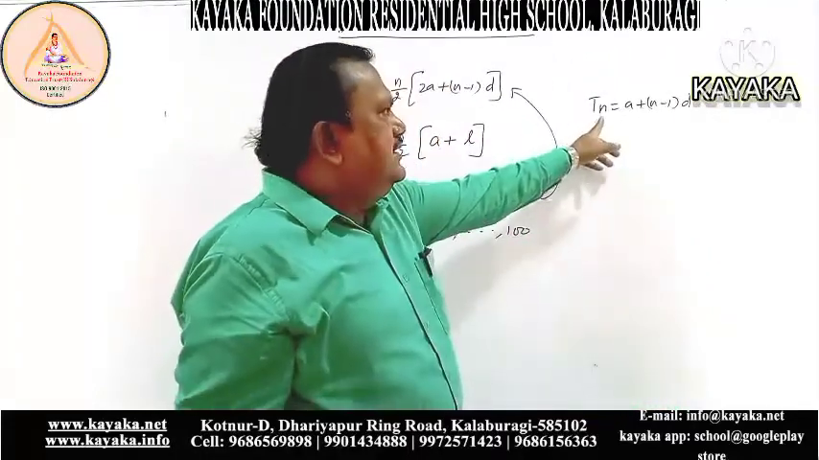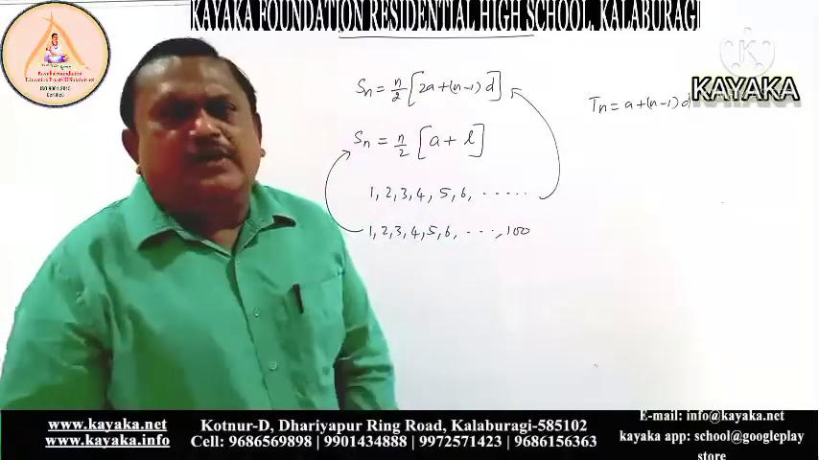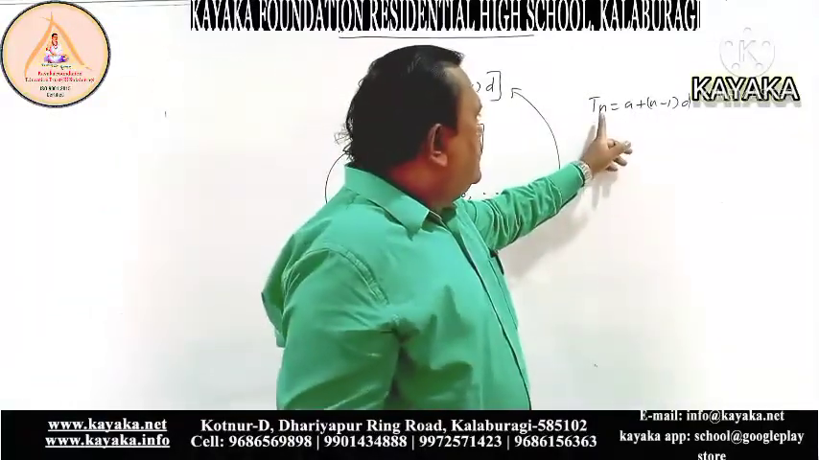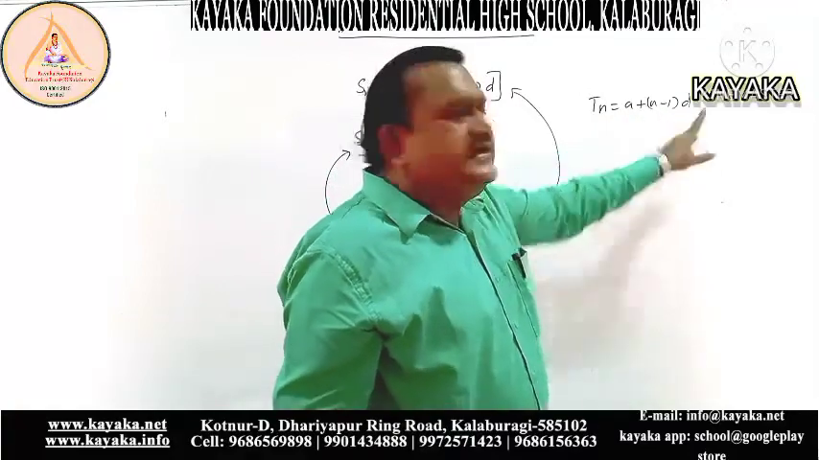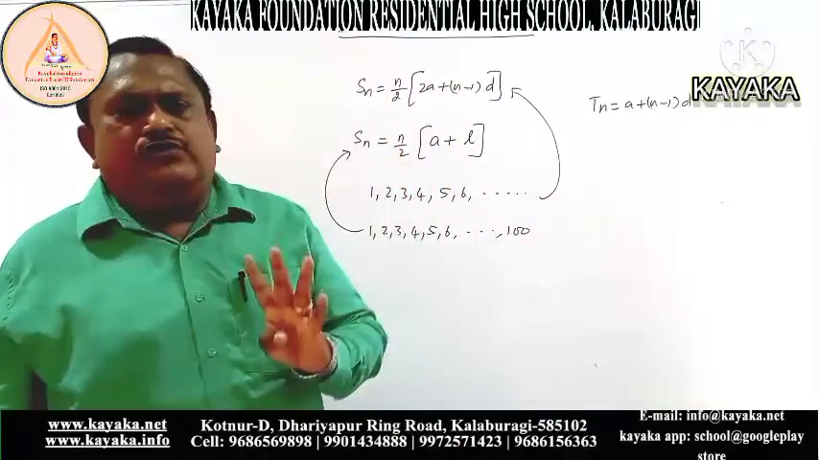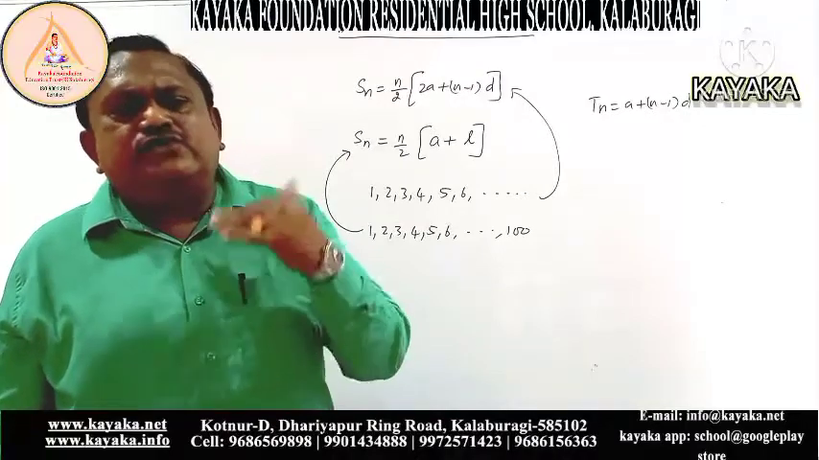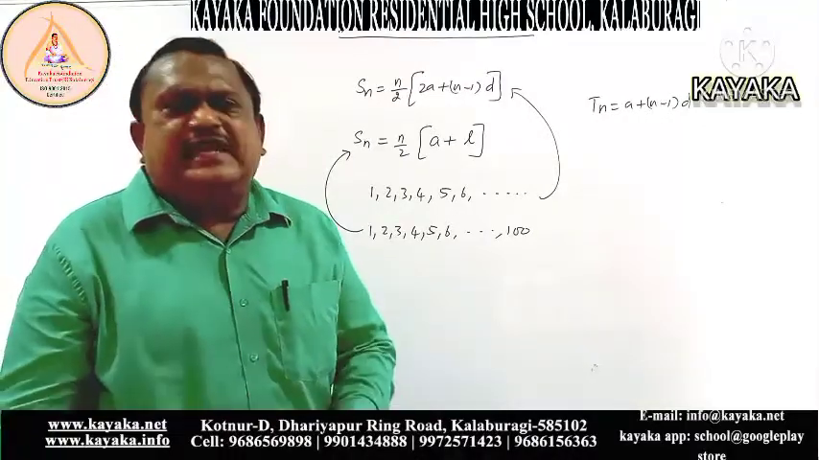Okay. For this Tn, so many problems are there. What they do is, here totally 4 unknowns are there: Tn, a, n, and d. Out of these 4 unknowns, 3 they will give, and they will ask you to find the 4th one. In so many problems it will happen like that.